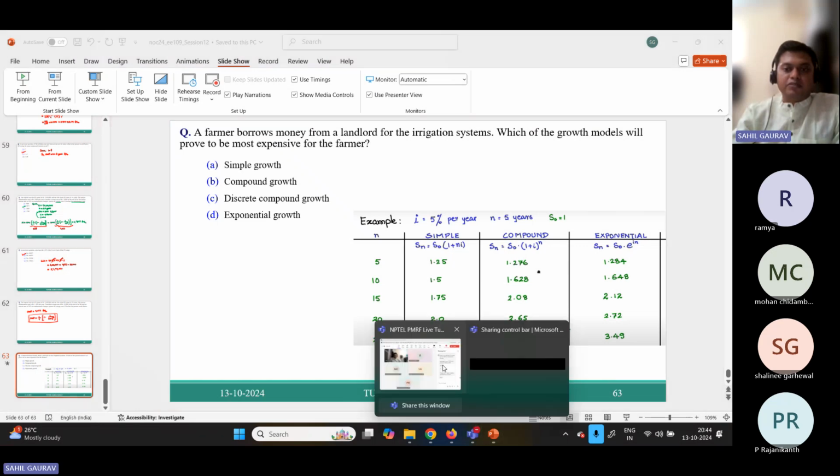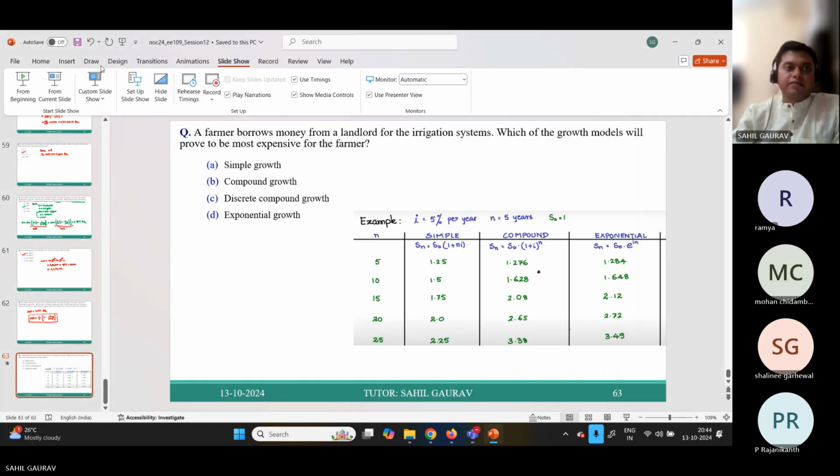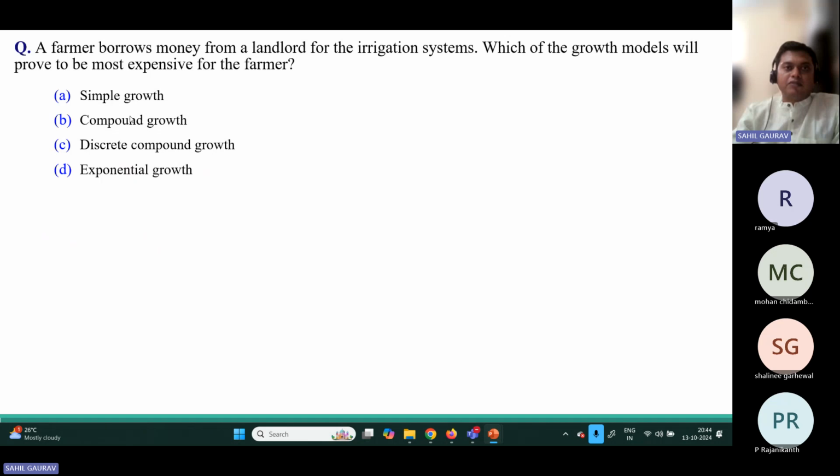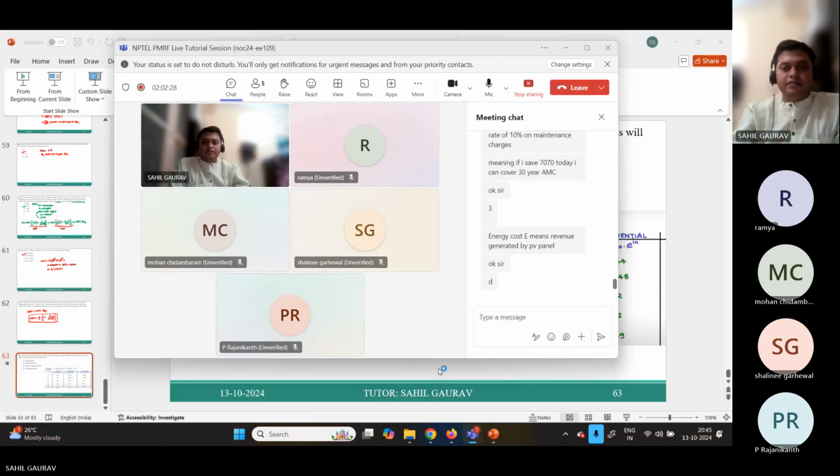Please give the answer for this problem. A farmer borrows money from a landlord for the system. Which of the growth models will prove the most expensive for the farmer? Anyone?